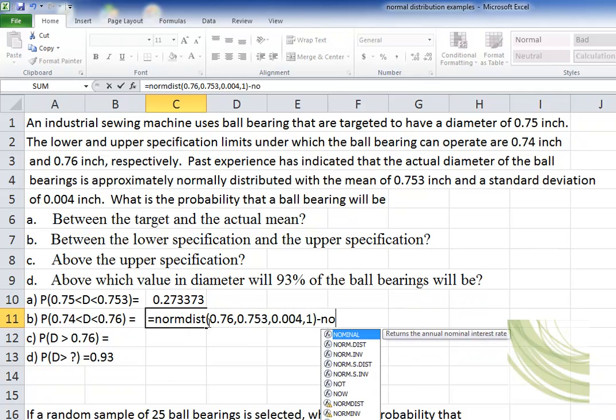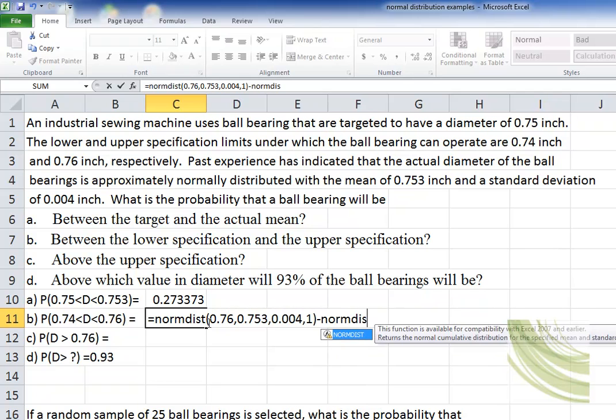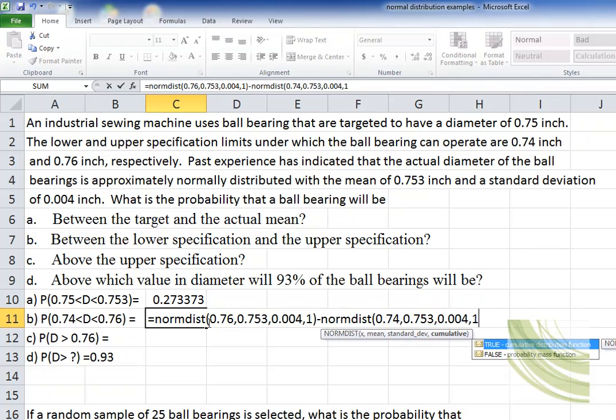minus NORM.DIST, then low specification 0.74, mean 0.753, standard deviation 0.004, then 1. Let's check the formula, everything is correct.